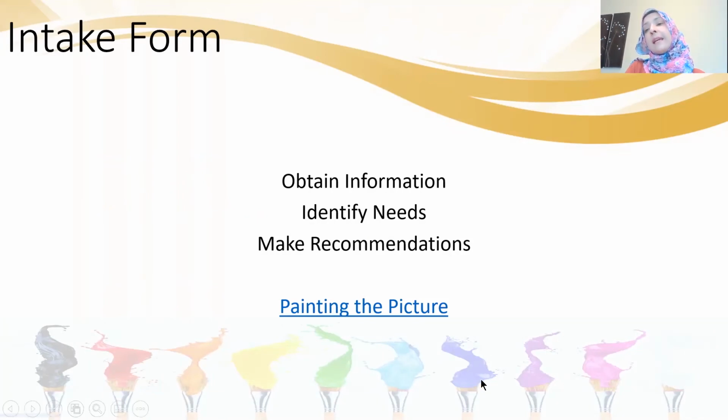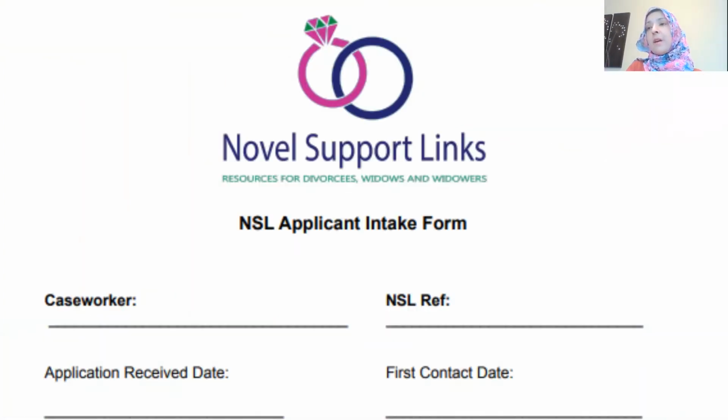And this form really is a way for the caseworker to paint a picture of the situation as they observe it. Okay, so this is the Novel Support Links applicant intake form. It begins with the very basic information, the name of the caseworker and the NSL reference, which will be provided when the case is handed over.